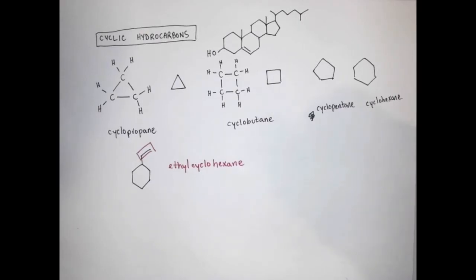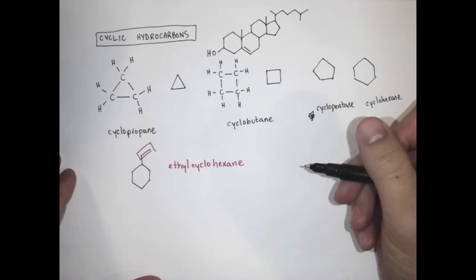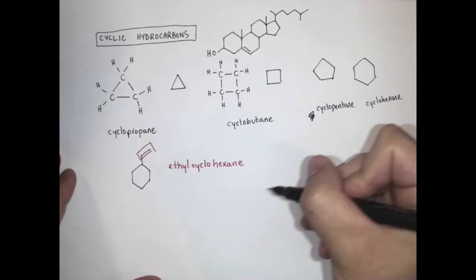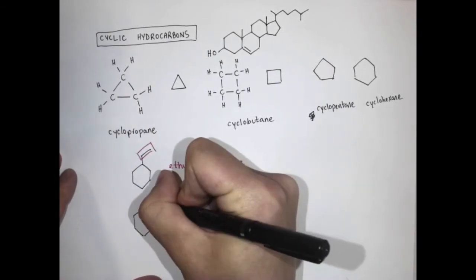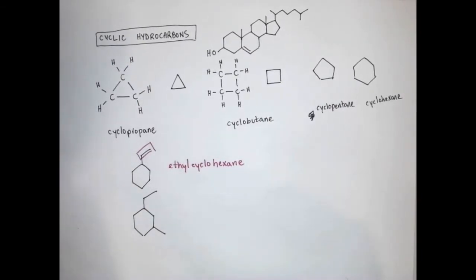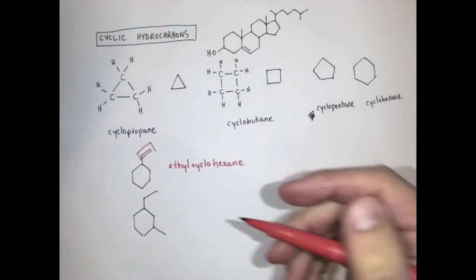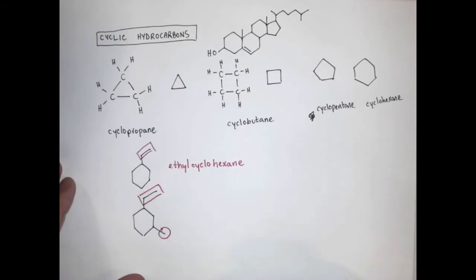Now, what does it look like if I have more than one group? Let's do that same thing, but now I add a methyl group on the other side. All right. Now, how would I name this? So I've got ethyl right here, and I've got a methyl group right there. I still have a 6-membered ring.